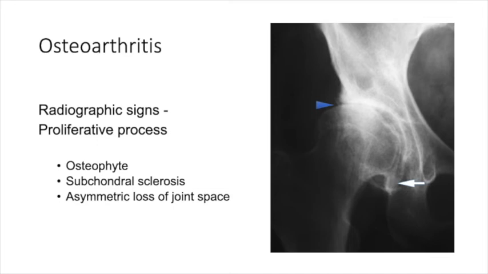So let's talk about osteoarthritis, the simple, general inflammation of the joint. In this case, you can see with the white arrow a long osteophyte over there. Then the subchondral sclerosis is all this area around the blue arrow, the opaque area. That's the sclerosis, and the asymmetric loss of the joint space is also marked by the blue arrow. You can see the joint space there is more reduced than the rest of the joint.